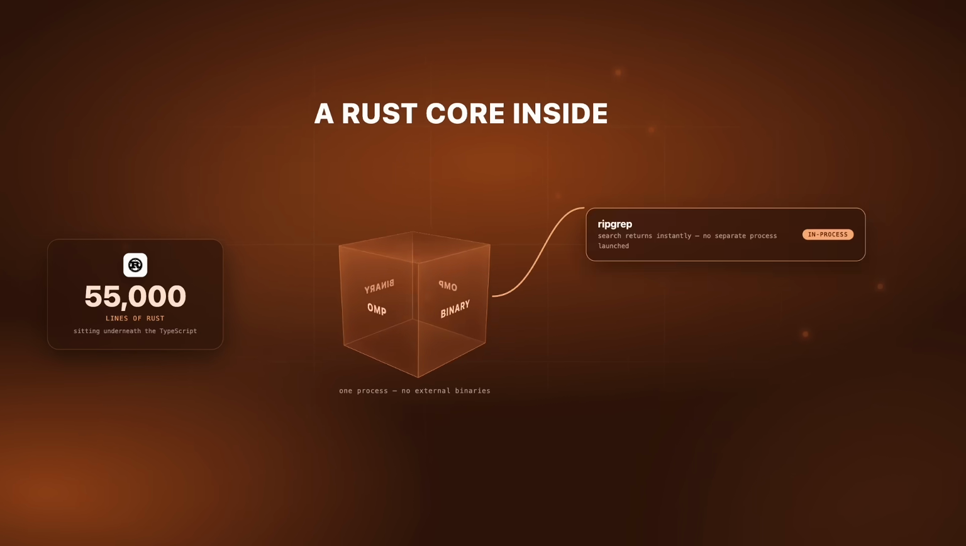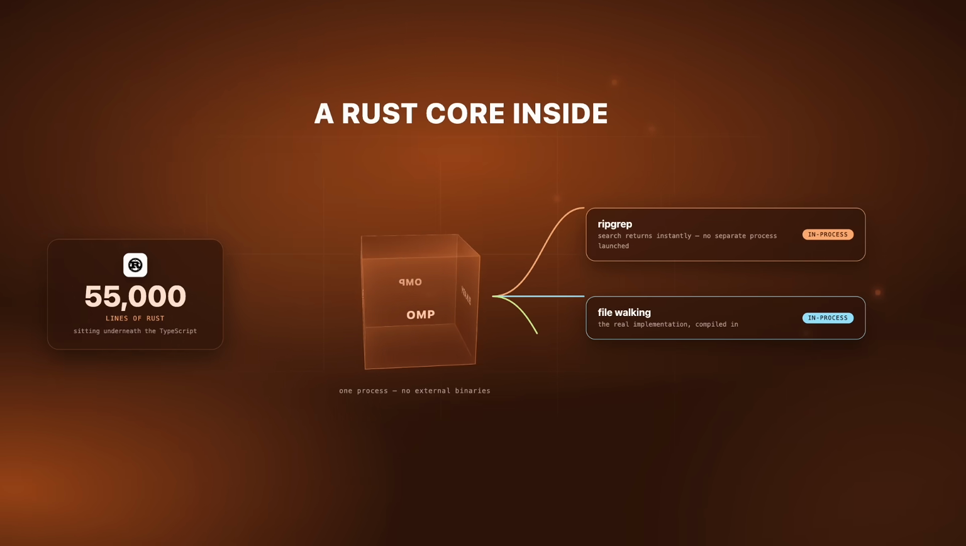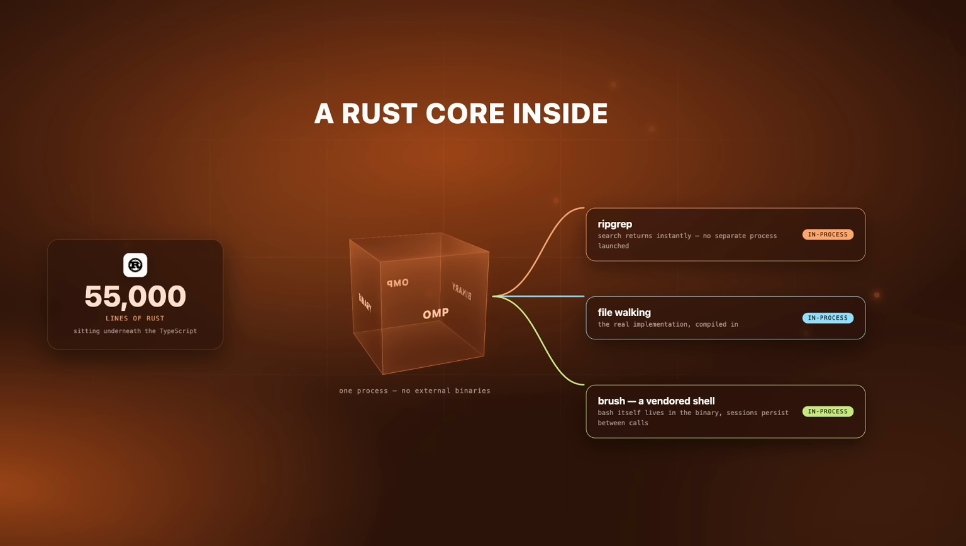This is the under-the-hood story. Beneath the TypeScript layer sits a Rust core of roughly 55,000 lines, and instead of shelling out to external binaries like every other agent does, the real implementations are compiled straight into the process. Ripgrep in process, file walking in process. Even Bash itself, a vendored shell called Brush, lives inside the binary with sessions that persist between calls. Every tool call other agents pay a fork and exec round trip for, OMP does as a plain function call.